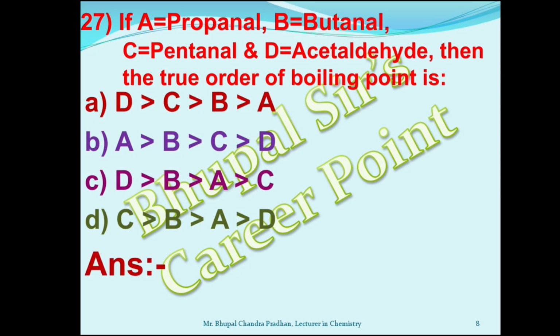If A is equal to propanol, B is equal to butanol, C is equal to pentanol, and D is equal to acetaldehyde, that is ethanal.